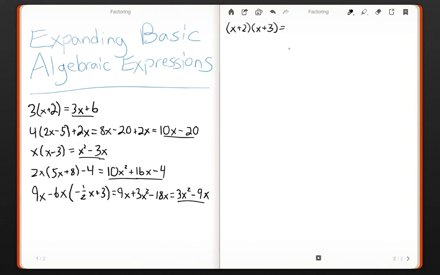So we start with x times x is x squared. X times 3 is 3x. Now we go to the second term. 2 times x is 2x. And now we take the 2 and multiply by the 3, so we get 6. Now you see here in the middle we have 3x and 2x that can be combined. So this will be x squared plus 5x, 3x plus 2x, plus 6. And there's the final answer.